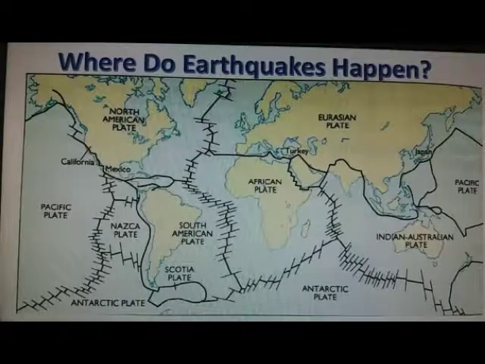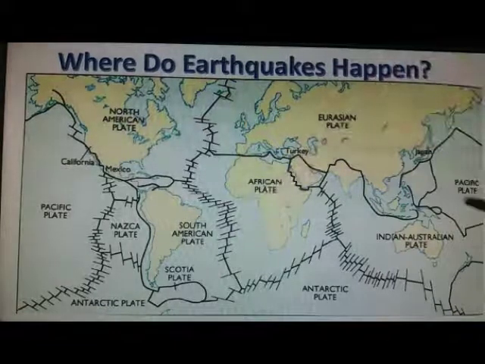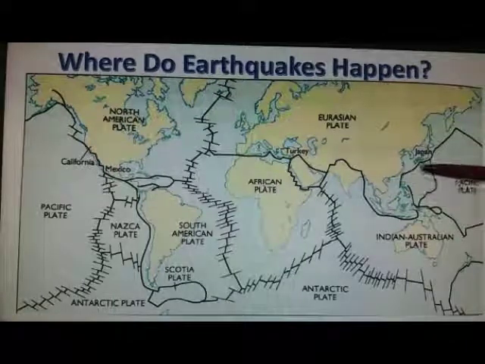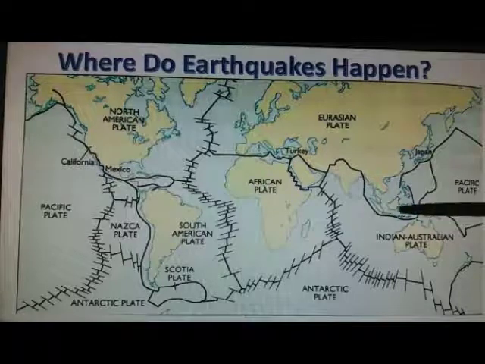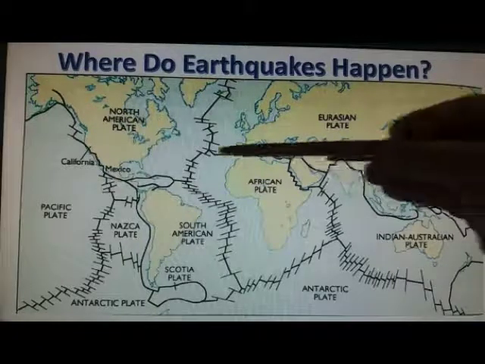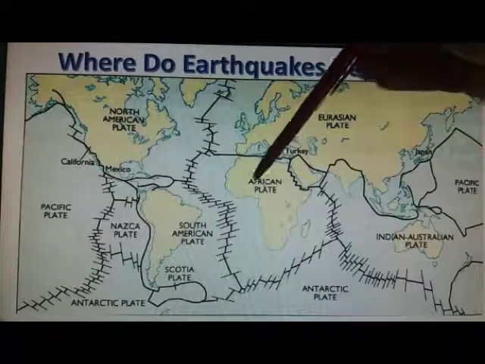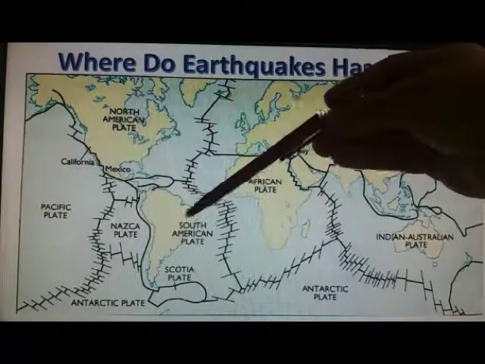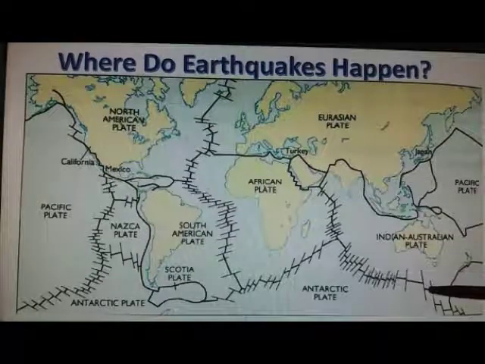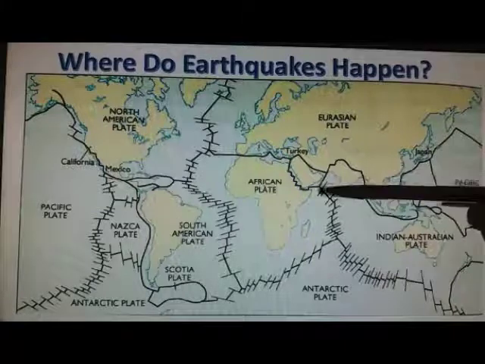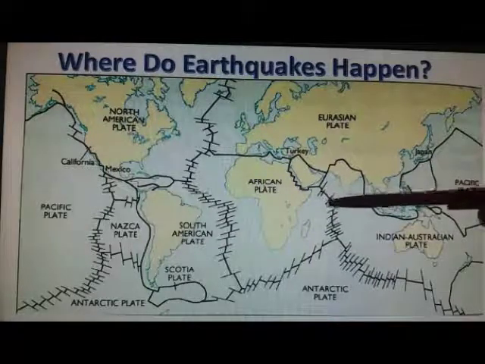Where do earthquakes happen? We saw before that our planet is divided in many plates, divided like a puzzle. You see here the lines, okay? The tectonic plates, you see? Like a puzzle, and they have the names in here: African plate, South American plate, okay? These lines are called the faults, falhas. These areas are where the earthquakes happen.